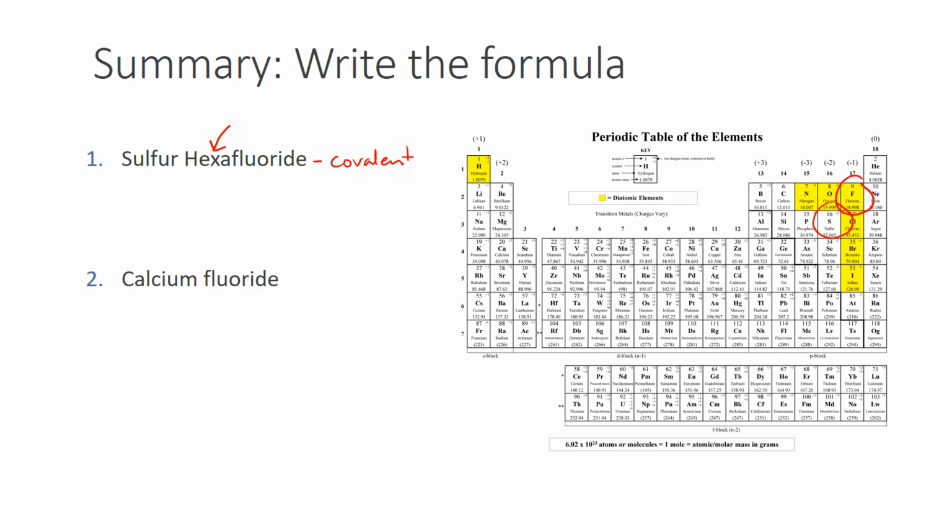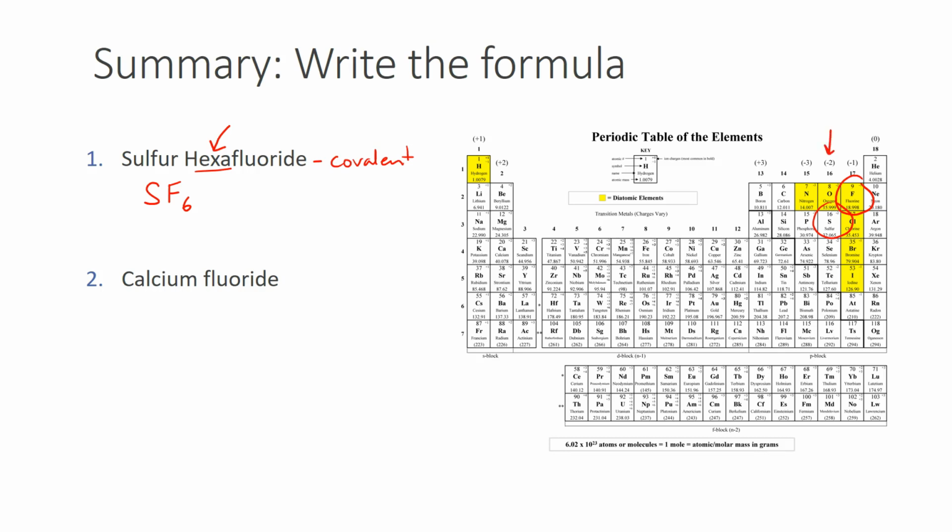So my best advice, as I said before, is don't think, just do. So sulfur is S, fluoride is F, and the hexa refers to the number 6. So the formula is SF6. Don't worry about charges because there are no charges here. I know that might be confusing.